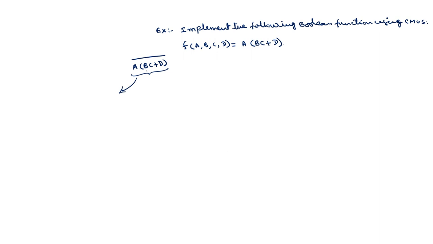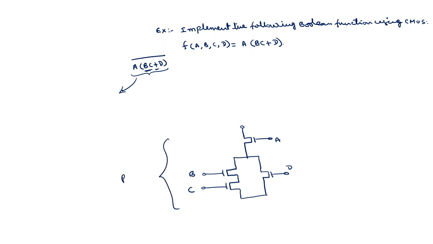So in the pull down network, b, c AND operation means series. D is OR operation, so in parallel with this there will be D. Then the whole thing with A, AND operation, so this is in series. This is the pull down network. Here all the transistors are NMOS.